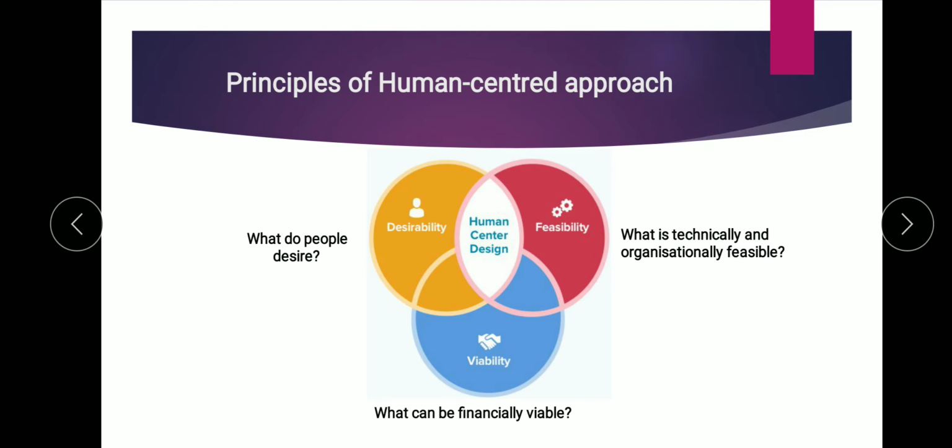So, in a human centered approach, the various principles are desirability, feasibility, and viability. What's viability? It's the financial viability, and feasibility is how it can be organized easily. And what's desirability? Understanding what the people require at the moment.